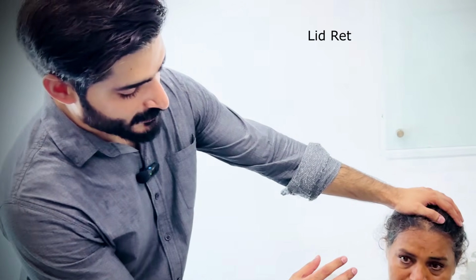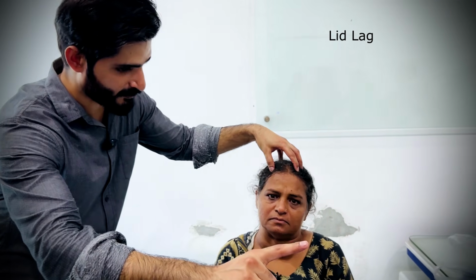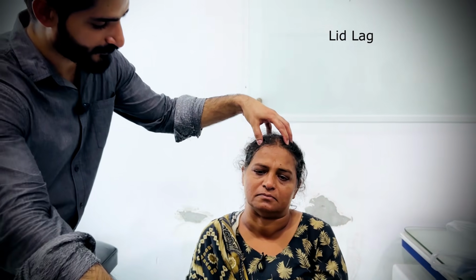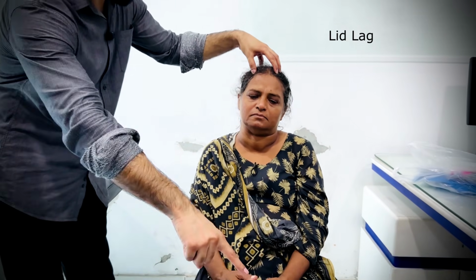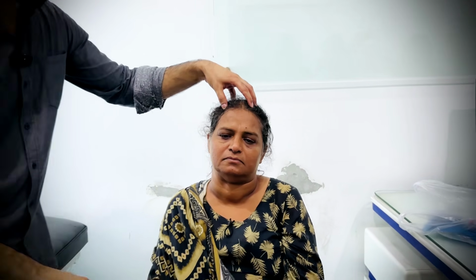If the upper white sclera of the patient is visible, it means the patient is having lid retraction. Hold the head and ask the patient to follow the finger. Check the upper lids. They are moving equally with my finger. But what happens in lid lag? My finger will be going down, and the patient's upper lids will be staying behind. They will not be following my finger movement.